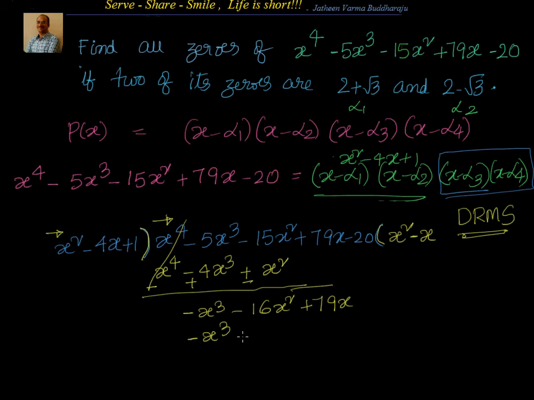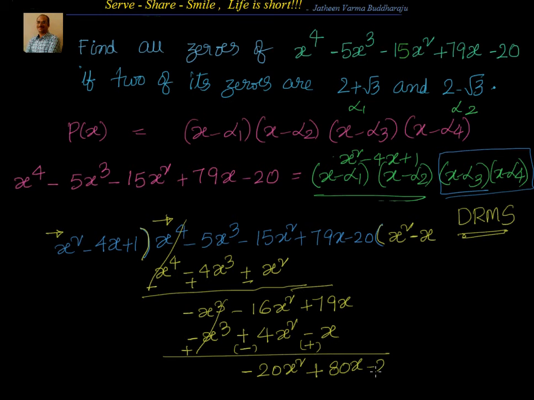Minus x into x square is minus x cube. Minus x into minus 4x is plus 4x square. Minus x into plus 1 is minus x. Now we will again subtract. That's the last step of DRMS. So we will have minus 20x square, and you know whenever you subtract the signs will change. So this becomes plus 80x minus 20.